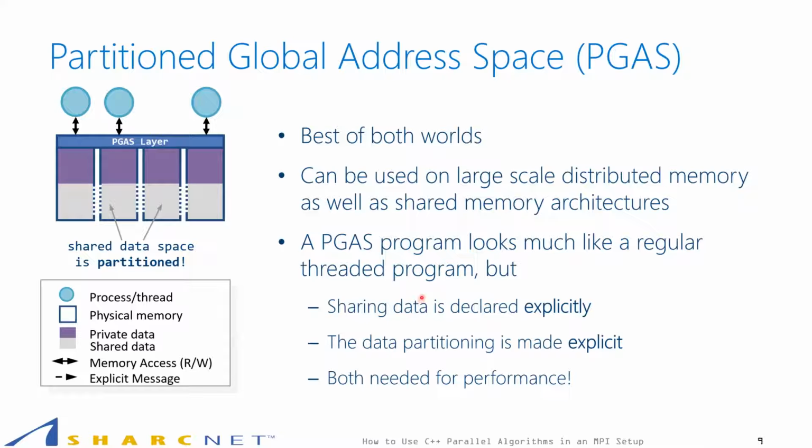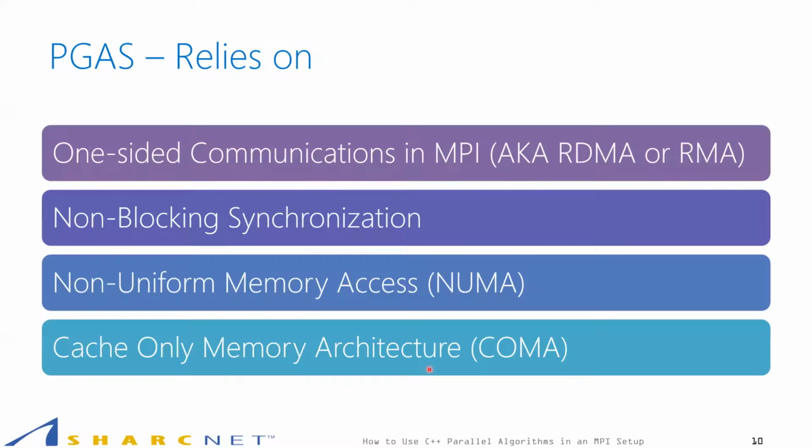A PGAS program looks much like a regular threaded program, but sharing data is declared explicitly and data partitioning is made explicit, which are both needed for performance. PGAS relies on several technologies depending on the implementation. One-sided communications in MPI, or remote direct memory access, or RMA for short, non-blocking synchronization, non-uniform memory access, or NUMA, and cache-only memory architecture, or COMA, are among the few.